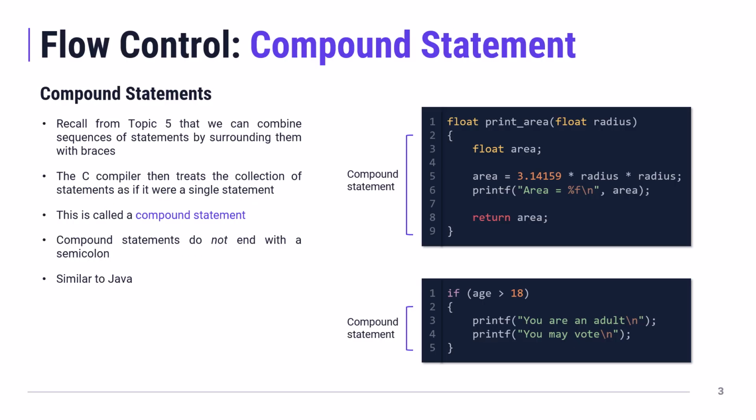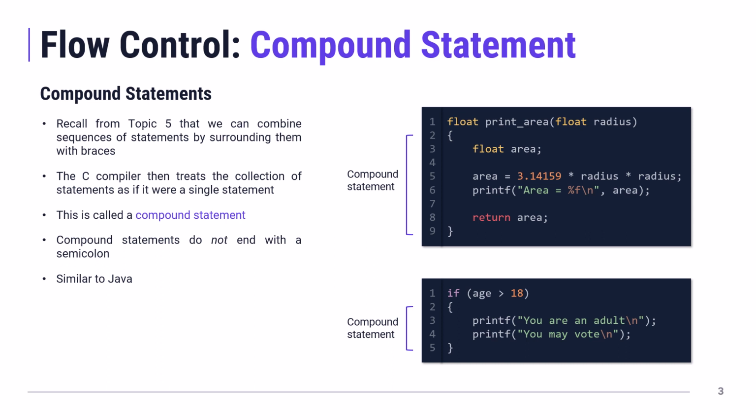So we talked already about compound statements in topic 5. It's just a fancy way of saying you can put a bunch of statements in braces and call that a statement. So the C compiler will treat any statements you put in braces as a single statement. And we call that the compound statement. Again, the compound statement does not end with a semicolon. It's the same as in Java, right? If you have a function body with a bunch of statements in braces, you don't put a semicolon at the end of those braces.